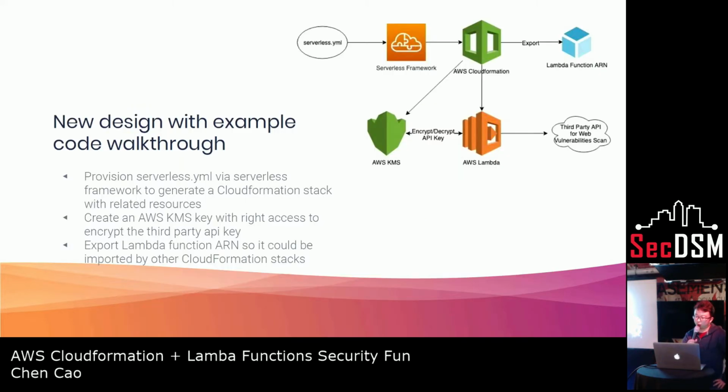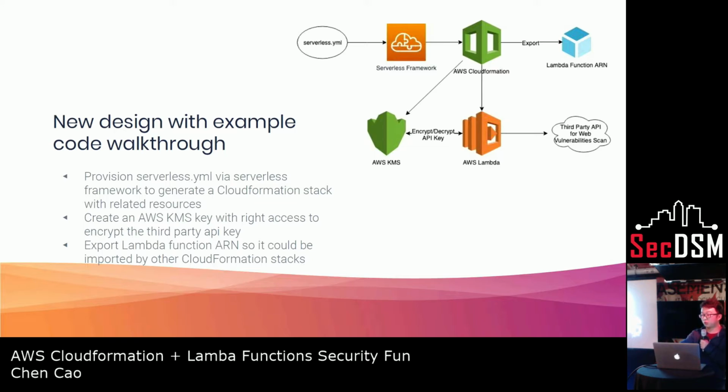Then let's walk through how to configure this and provision the Lambda function to do all of those. This is going to talk about how we actually provision the Lambda function. You start from a serverless YAML file and a few functions, and then you use the serverless framework to provision it and generate a CloudFormation stack file. And CloudFormation will provision related resources.